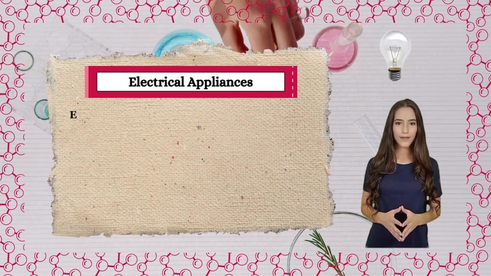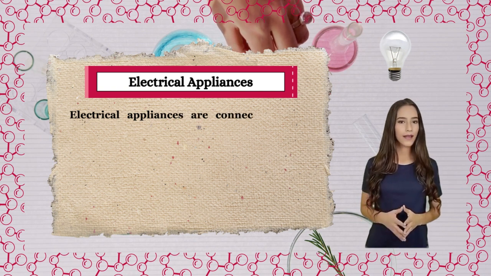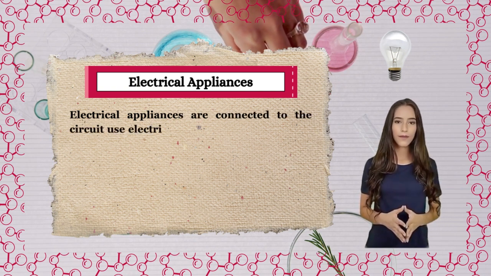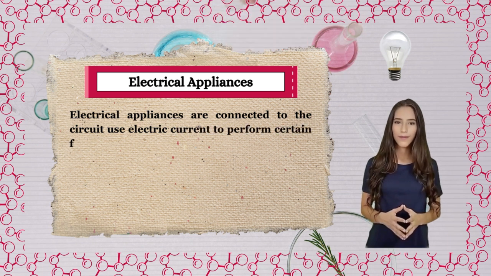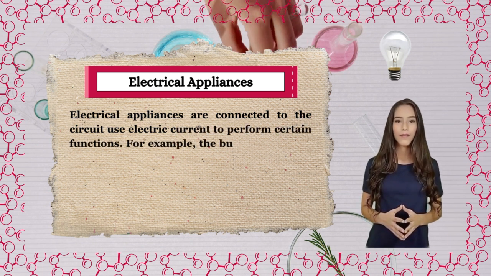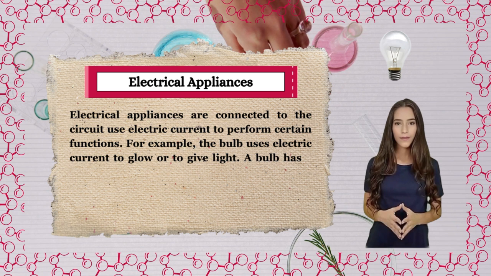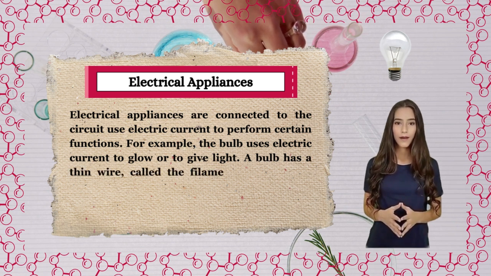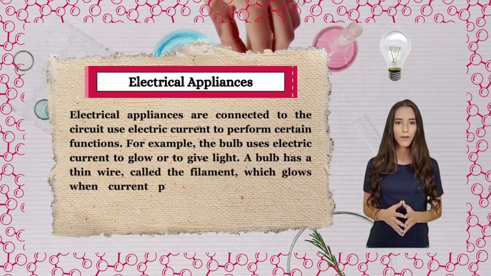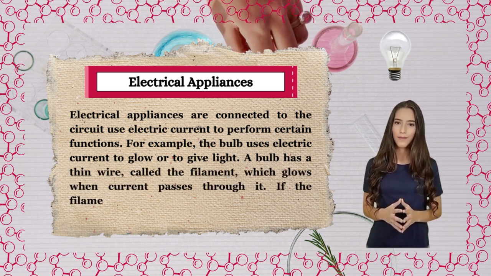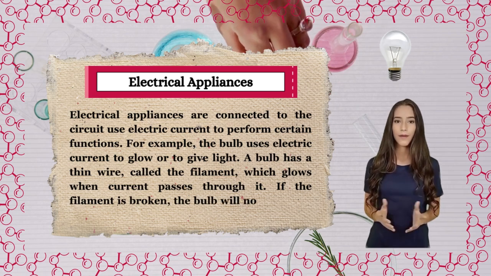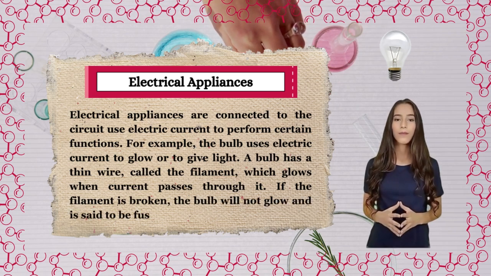Electrical appliances. Electrical appliances connected to the circuit use electric current to perform certain functions. For example, the bulb uses electric current to glow or to give light. A bulb has a thin wire, called the filament, which glows when current passes through it. If the filament is broken, the bulb will not glow and is said to be fused.